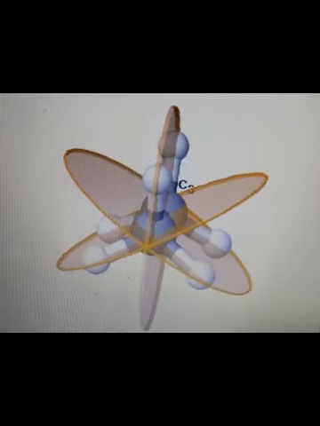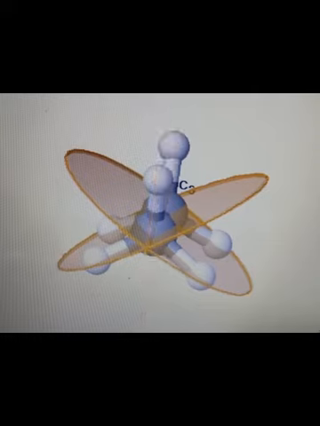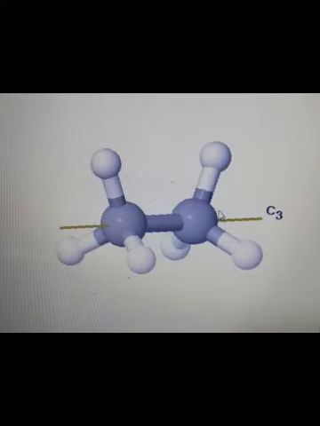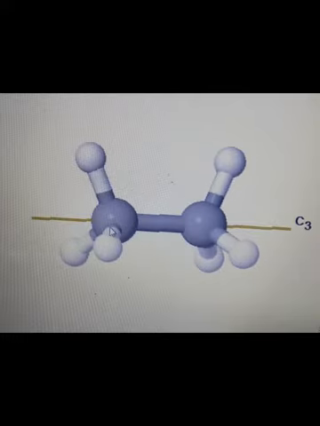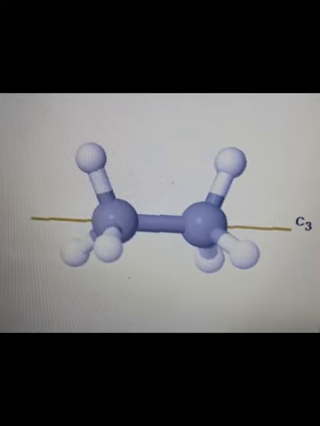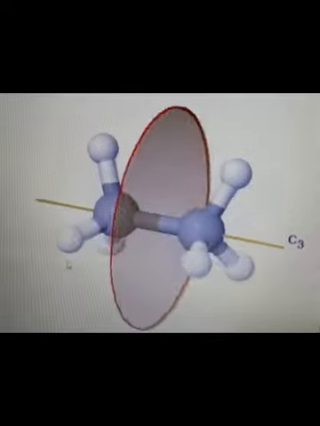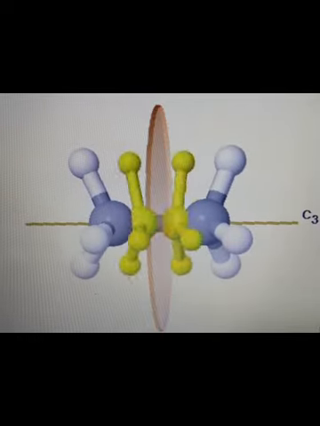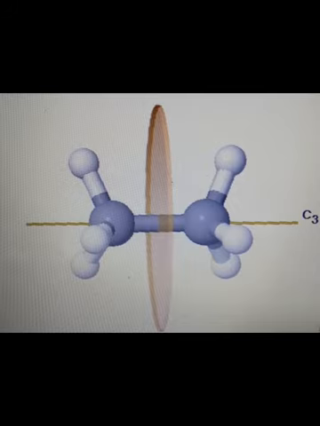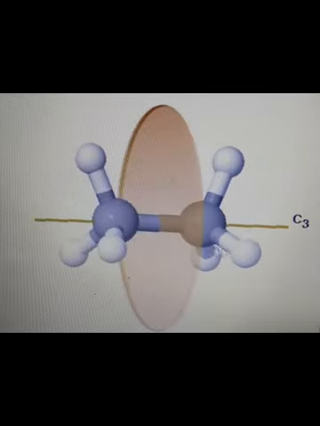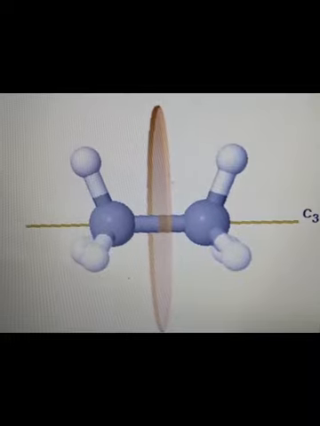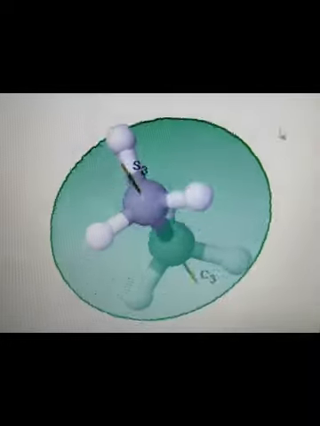And it has sigma h. Sigma h means it should be perpendicular to the principal axis. We know that the ethane molecule has a C3 rotational axis of symmetry. Perpendicular to it, this is the sigma h, and this is how the reflection takes place. That is, you have two equal halves reflecting each other, so therefore it has the sigma h plane of symmetry, and it also has an S3 improper axis of symmetry.